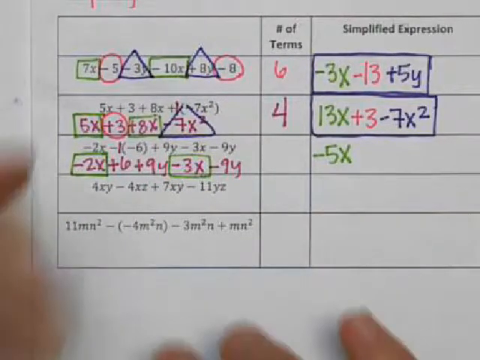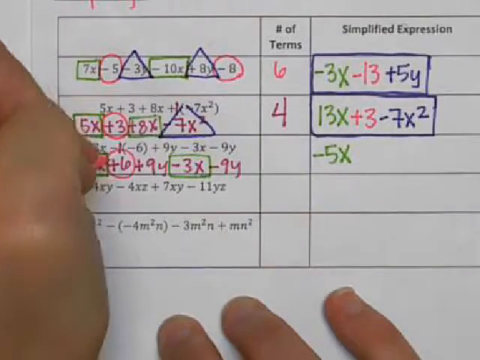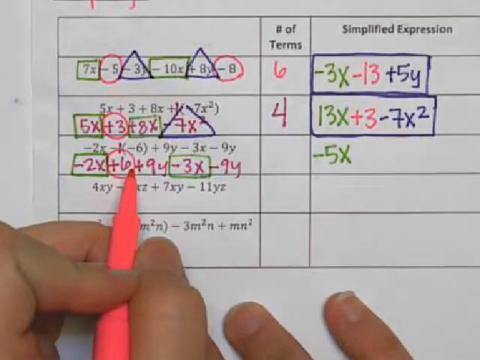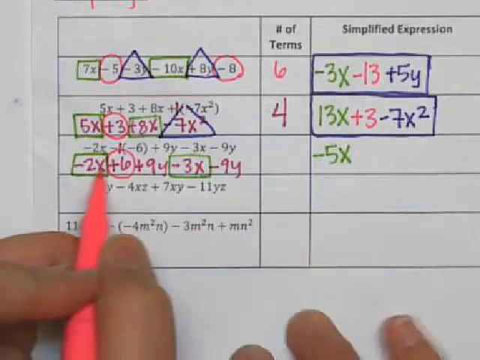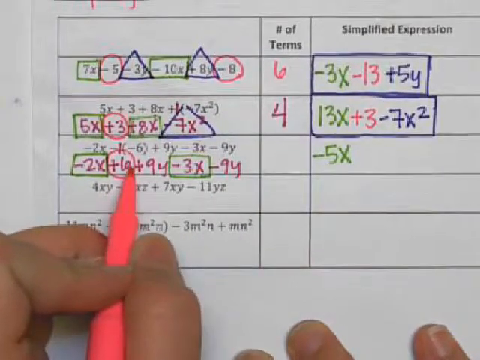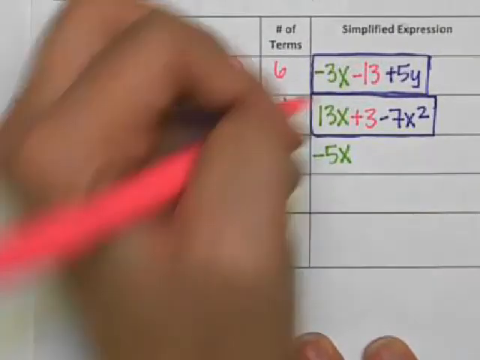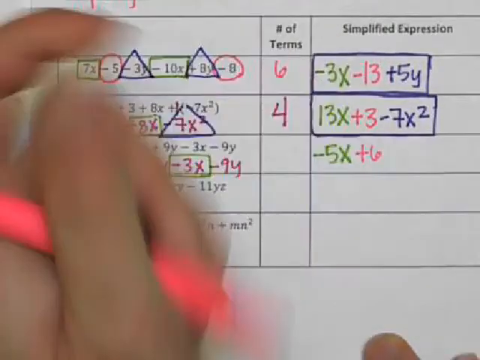Then I'm going to circle my next term, which is 6, and it does not have a letter. And there are no other like terms with it. There are no other numbers that do not have a letter with them. So what I'm going to do with the 6 is just go ahead and bring it over.